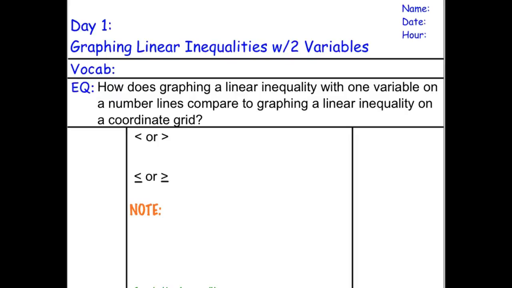Again, it's been a while. We're transitioning today from one dimension to two dimensions, going from just inequalities on a number line to linear inequalities on a coordinate grid. As you can see, there are no key vocab terms for this particular lesson, but our EQ question states, how does graphing a linear inequality with one variable on a number line compare to graphing a linear inequality on a coordinate grid?